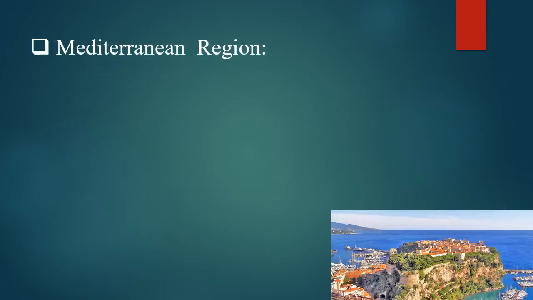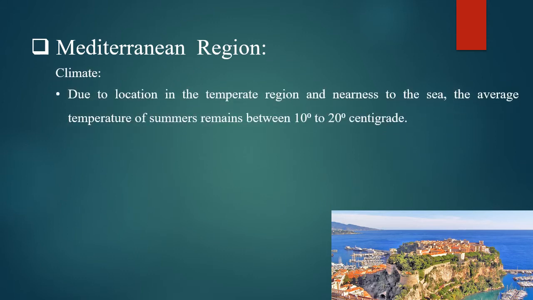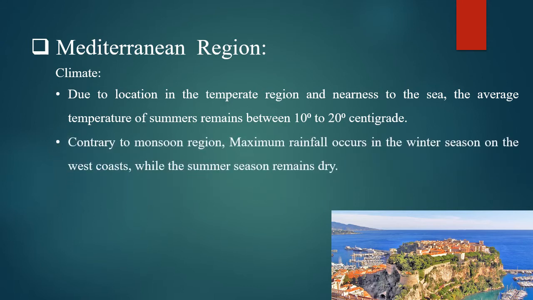Mediterranean region. Climate. Due to location in temperate region and nearness to the sea, the average temperature of summers remains between 10° to 20° centigrade. Contrary to monsoon region, maximum rainfall occurs in the winter season on the west coast, while the summer season remains dry.